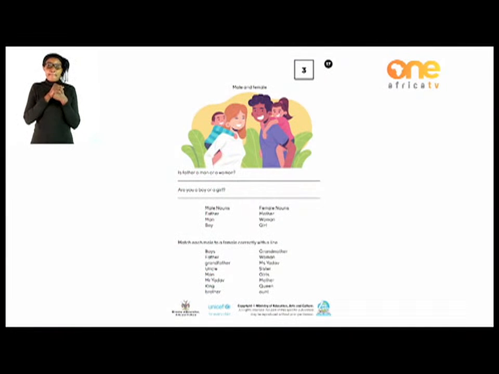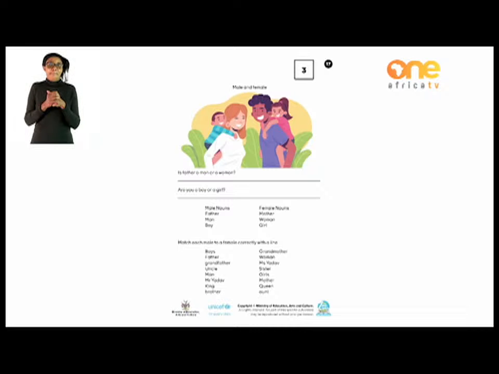Are we all at page 17? Good. We have a picture there of a male and a female. A boy or a girl. Now, under the picture, there are 2 questions that we need to fill in the answers on top of the line. Question 1. Is father a man or a woman? A man. Are you a boy or a girl? Good, you fill in the correct answer on the line. Let's continue with the next part.